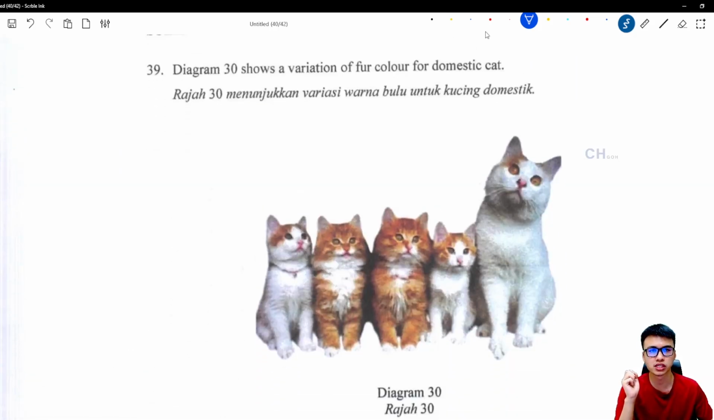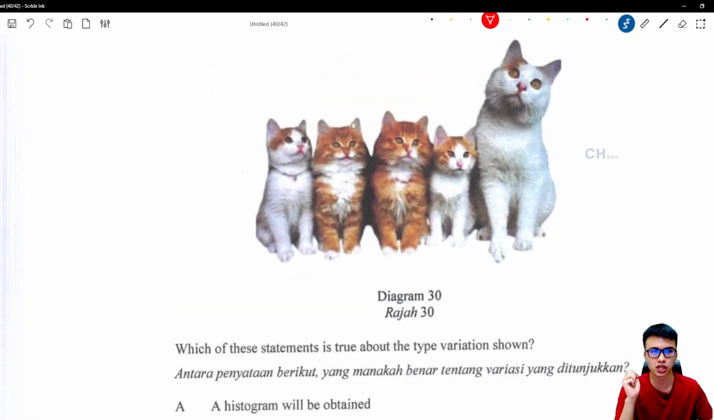Okay, last 2 questions here. Diagram 30 shows variations of the fur colors of domestic cats. Okay, what cute cats here. So which of these statements is true about the types of variations shown?